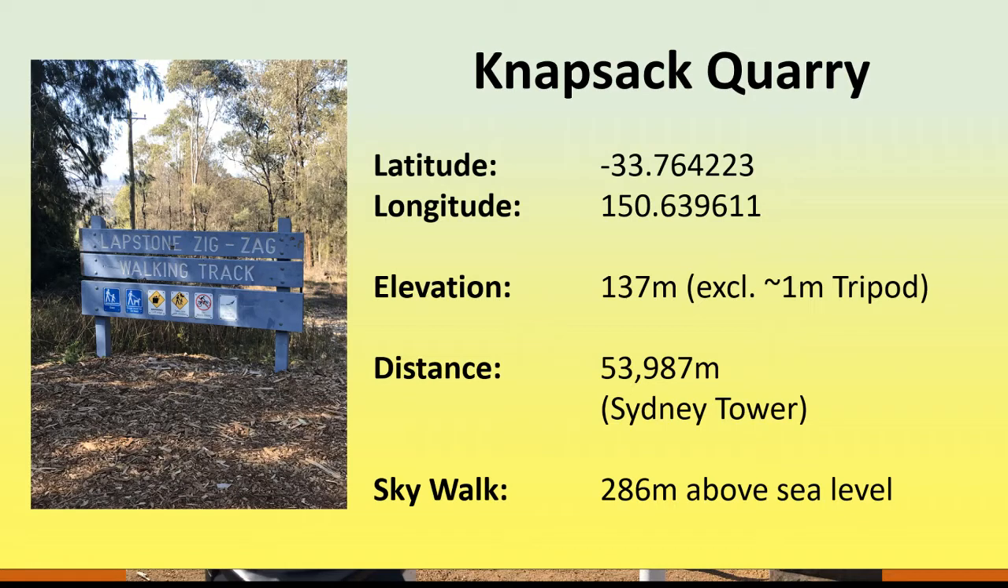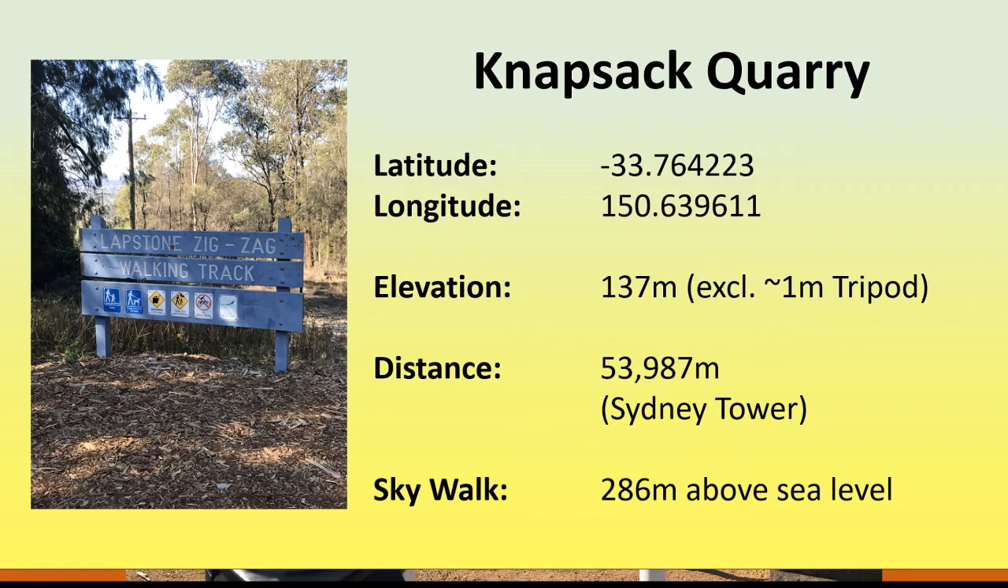All right, so when I actually got to the mountains, he took me to the Lapstone Zigzag walking track, and there is a little place at the end of that called Knapsack Quarry. So coordinates are here. Funnily enough, it had the same elevation: 138 metres total elevation, and about 54 kilometres to the Sydney Tower.